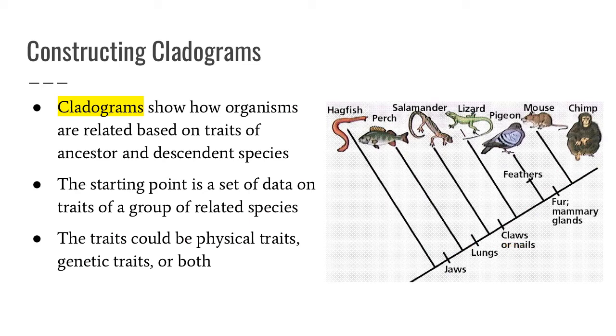Claws or nails, so the salamander doesn't have that, but everyone else above does. And that's why our lizard and our pigeon are going to be separated, because the pigeon has feathers, and then we are going to continue to branch those off. But we can see that at some point, anywhere where they're connecting to this main line, that is representing a common ancestor.